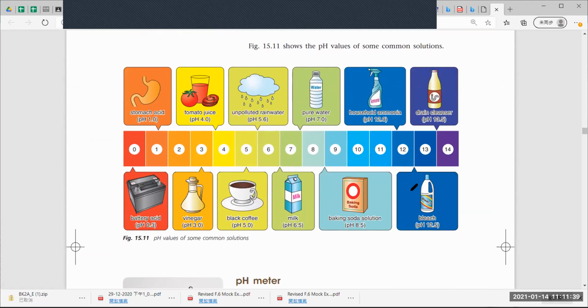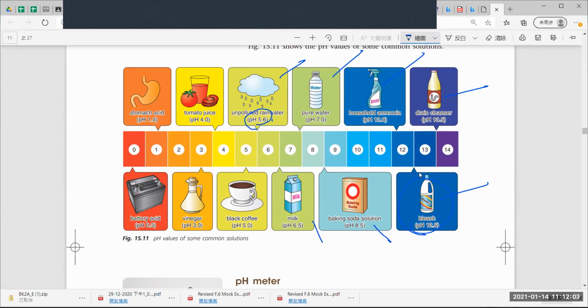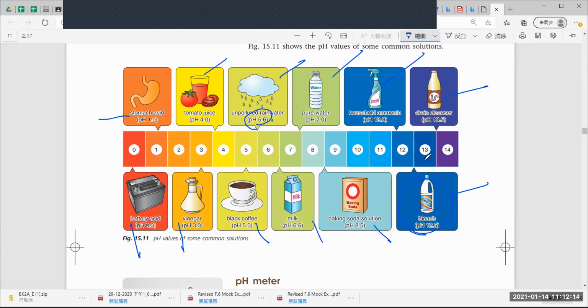For the household chemicals, like disinfectant, drain cleanser, bleach, ammonia, they are of high pH. Baking soda is of high pH as well. Milk is slightly acidic. Pure water is pH 7, or slightly acidic. Rainwater, unpolluted, but acid rain is more acidic than 5.6. Coffee, tea, fruit juice, stomach acid, lactic acid bacteria, vinegar, all those are acidic. Okay, is that clear?